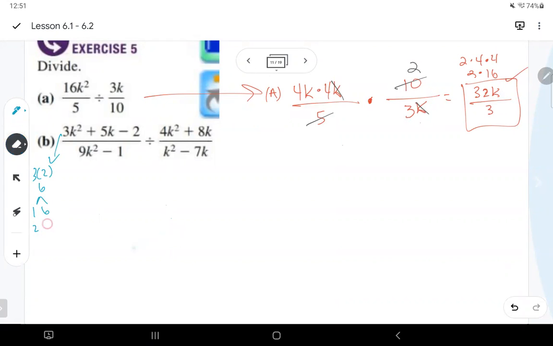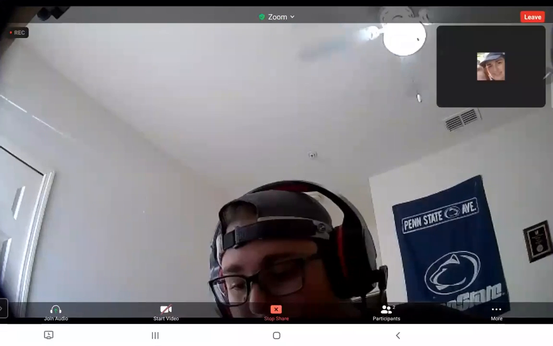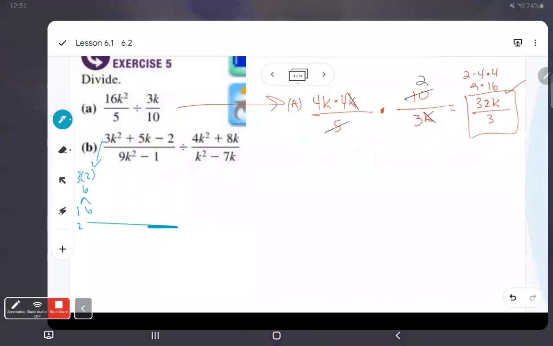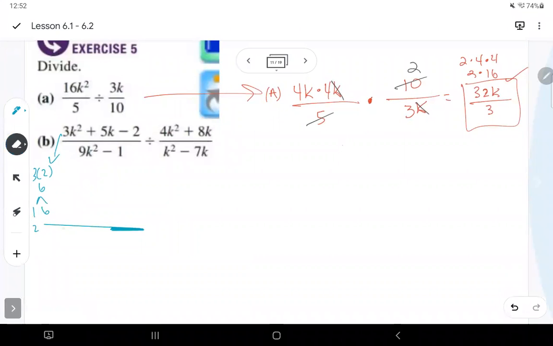Oops. Oh, gonna have to do that thing where I stop screen sharing and then re-screen share. Okay, guys, I'm not really sure what's going on.